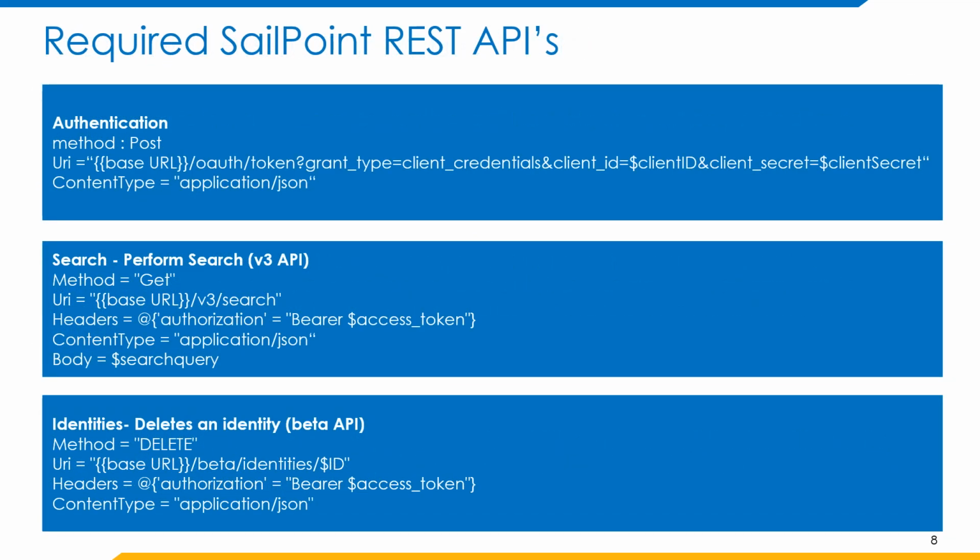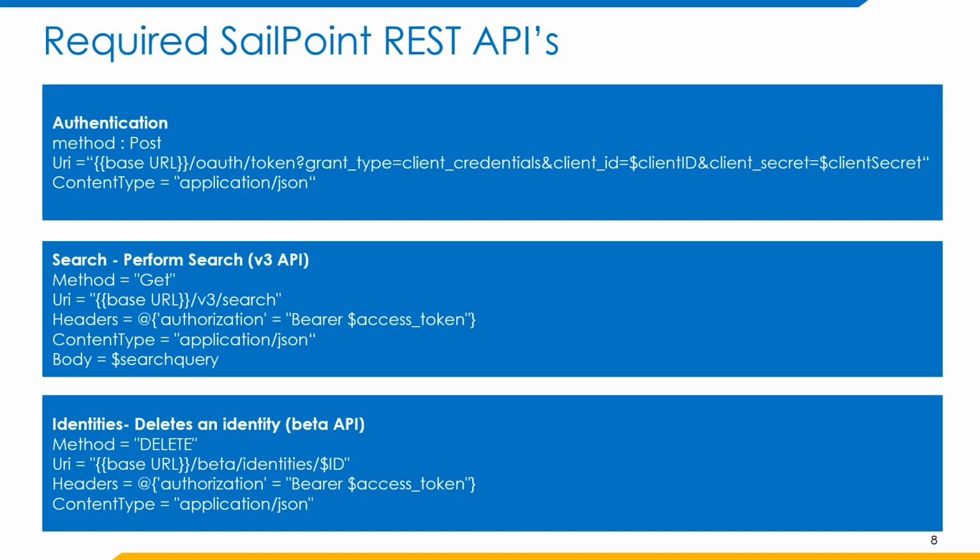In this slide, we can discuss the required SailPoint REST APIs which are needed to achieve identity deletion. First, we require the authentication API. For this, client ID, client secret and base URL are used to generate an access token, also called bearer token, for the next operation. The second API is the search API, which is used to fetch particular source 30 days post termination lifecycle state identities from the tenant.